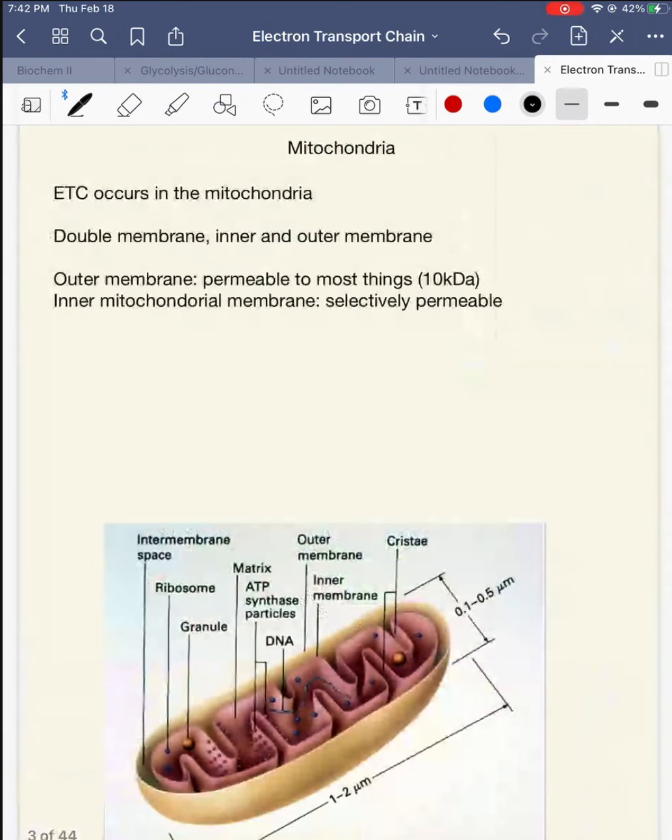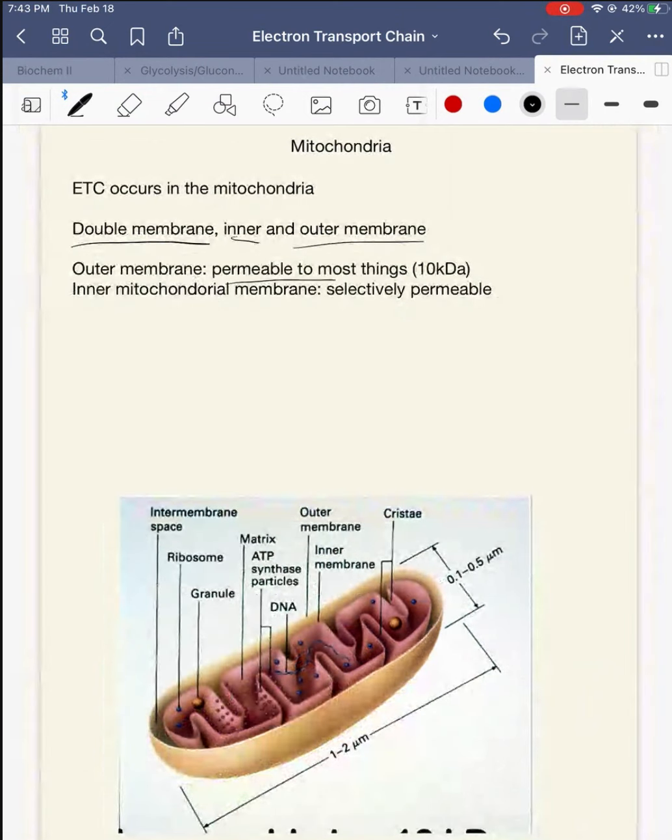Okay, let's talk about the mitochondria first because this is where the electron transport chain happens. So it has a double membrane, inner and outer membrane. The outer membrane is usually permeable to most things. The inner membrane is selectively permeable. It allows some things in and some things not. So this is the mitochondria here.